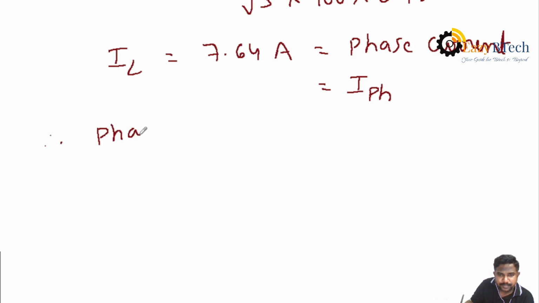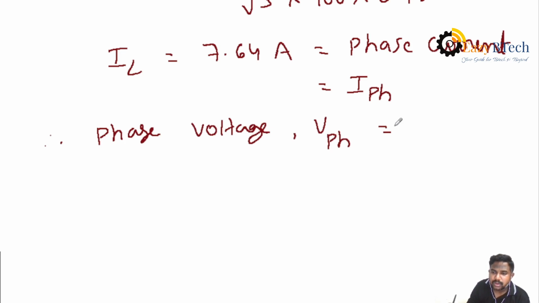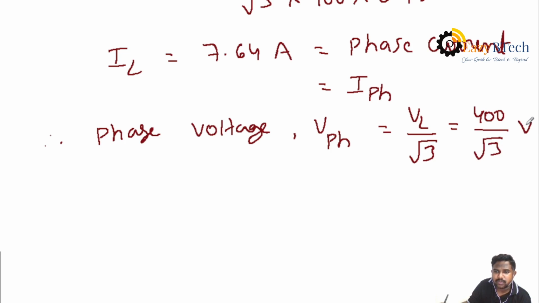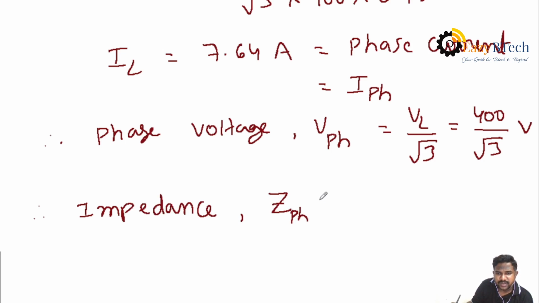Therefore, the phase voltage, that is VPH. We know the relation VL equal to root 3 into VPH. From that the value is VL by root 3. What is the VL value? 400 by root 3 volts. Therefore, we have to find out the impedance. We know the value of voltage and the value of current, then we can find out the phase impedance.